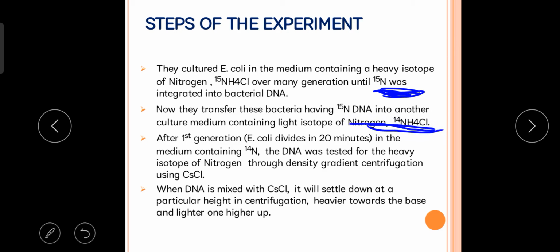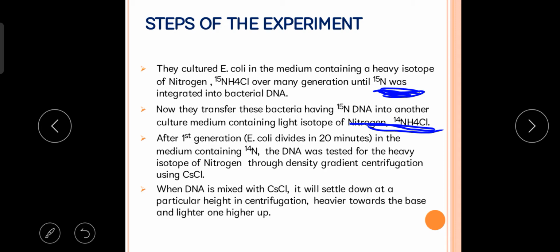That means now the second medium contains the light isotope of nitrogen, which is 14N. So I will show you in the diagram later. Okay, first remember the steps. First, they prepared the 15N medium. Now they transfer this bacteria from 15N to a new medium where they added the 14N radioisotope.